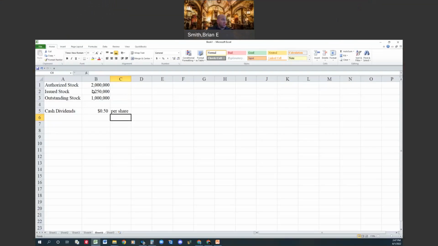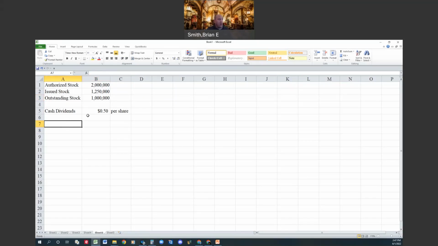So here's our situation. We have authorized stock of 2 million, issued stock of 1,250,000 shares, and outstanding stock of 1 million shares. Our cash dividend is 50 cents per share. What we're looking for is how much cash dividends we are paying out, what the journal entries are, and what the 3 dates we need to be concerned about are, okay?